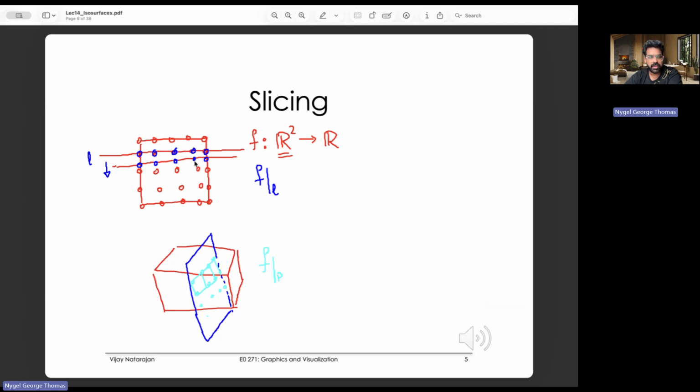Similarly, if you want to move along, you can shift the axis parallel line, and if you want a point in between, then those points can be linearly interpolated between these two values as well. This is how we do it for 2D. Instead of a line, you have a plane, and instead of point samples, you have 2D grids, and you'll be plotting the function for each grid. So that's how slicing works.